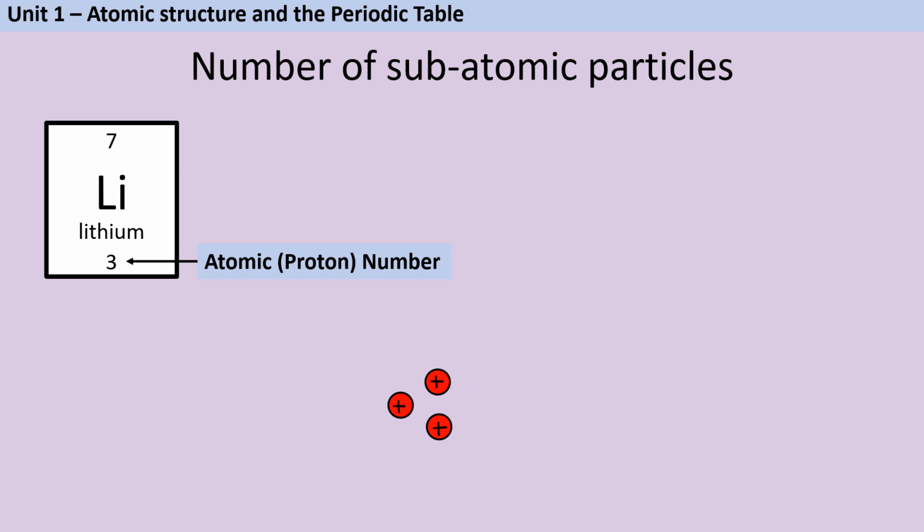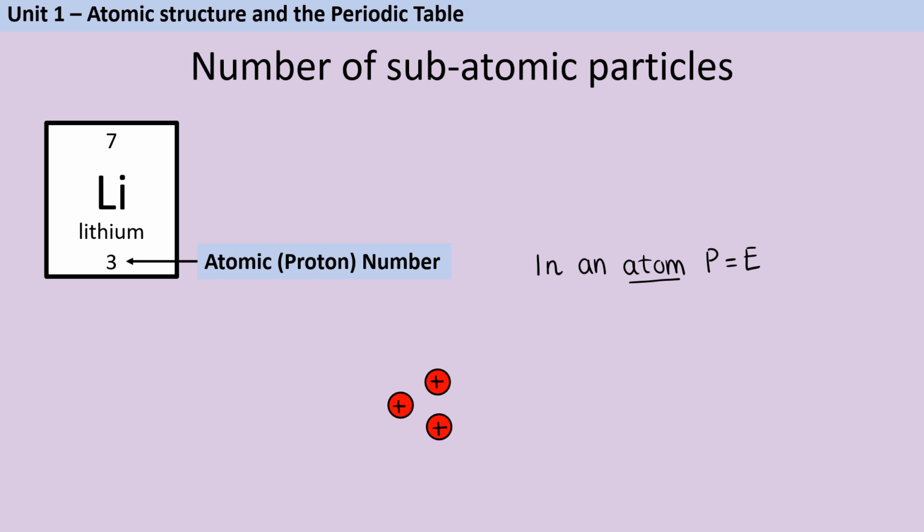Next, we can say that in an atom, the number of protons is equal to the number of electrons. At this point in the GCSE course, you probably haven't met any particles other than atoms. But it's just worth highlighting that this rule about protons and electrons being equal isn't universally true. It's only true if we're talking about an atom.